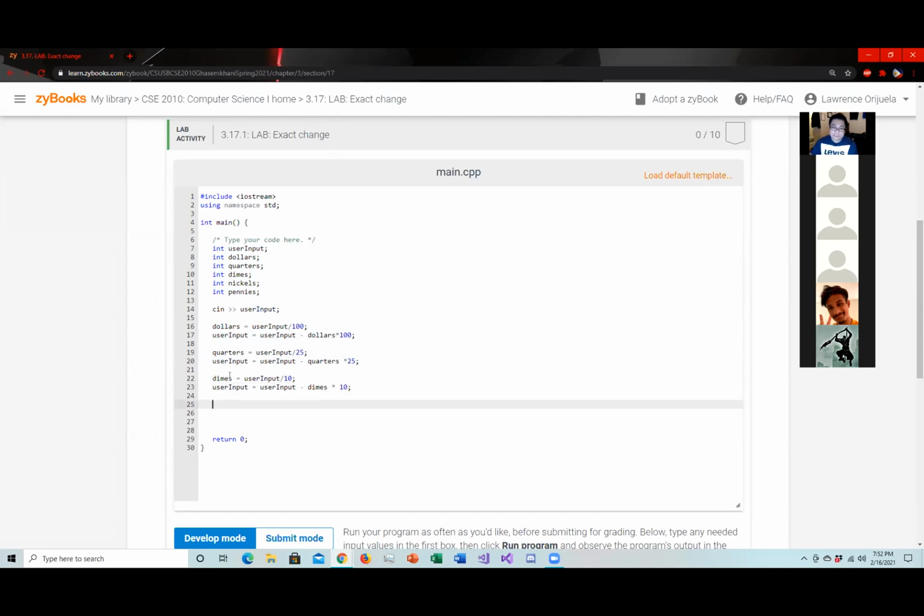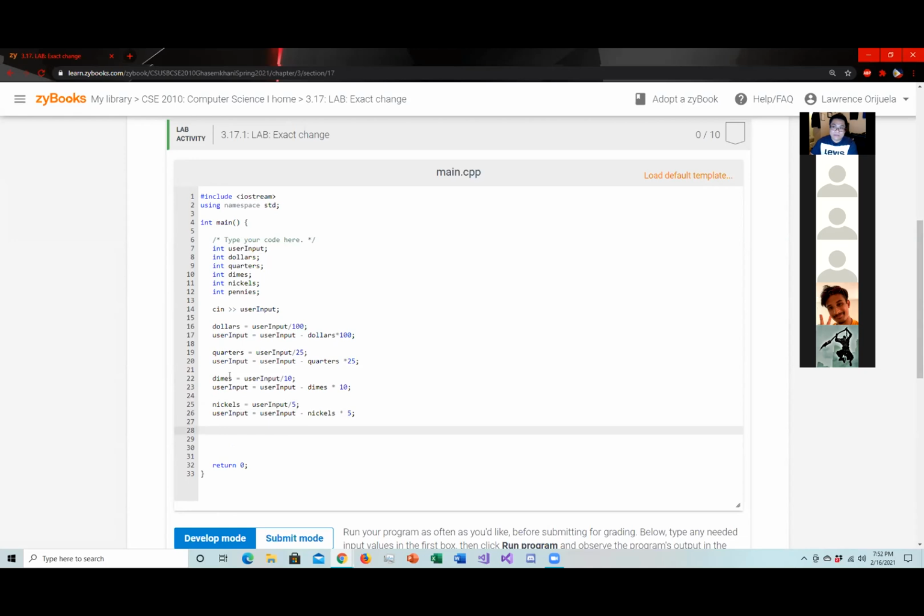We repeat the same fashion for nickels. Five. User input equals user input minus nickels times 5.